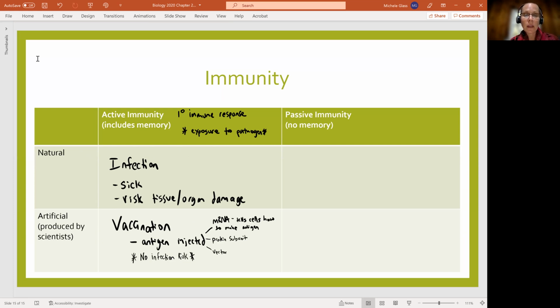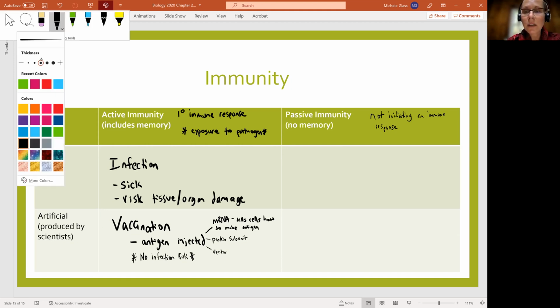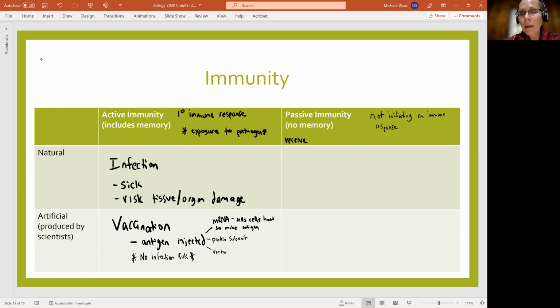Okay. The passive immunity is immunity where you do not have memory. So you're actually not initiating an immune response. You're basically, in this case, just receiving antibodies from a source. So in the case of passive immunity, there's no memory because you're not actually doing an immune response. You're just getting those antibodies handed to you from some source.